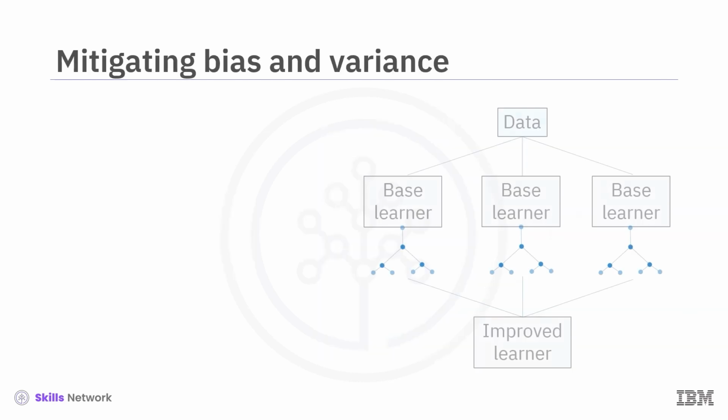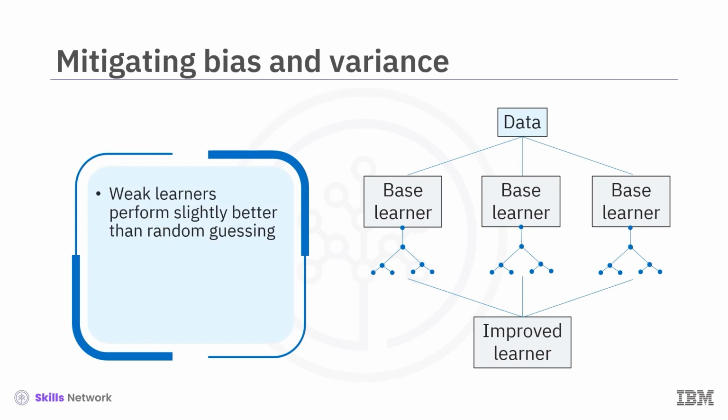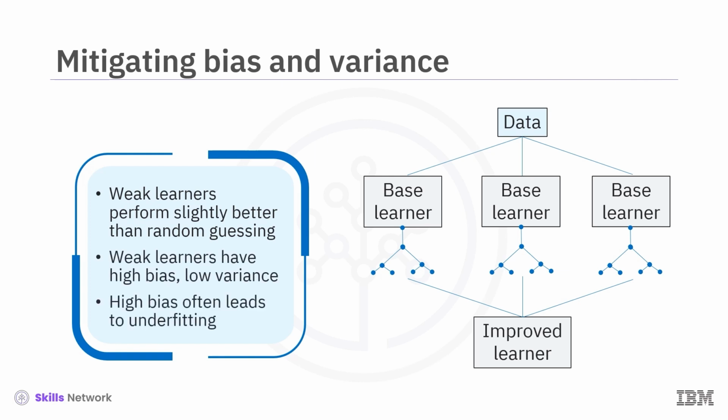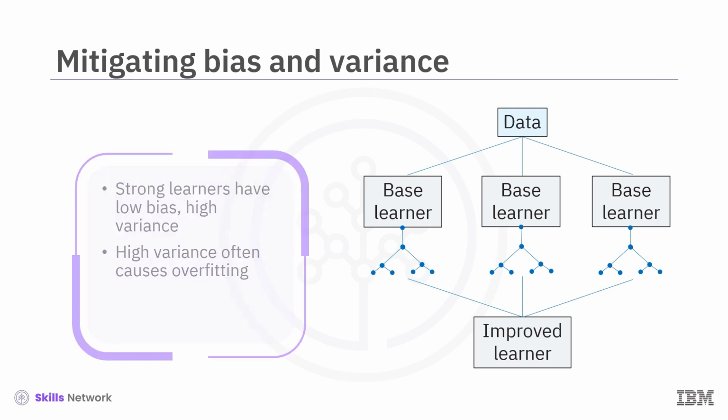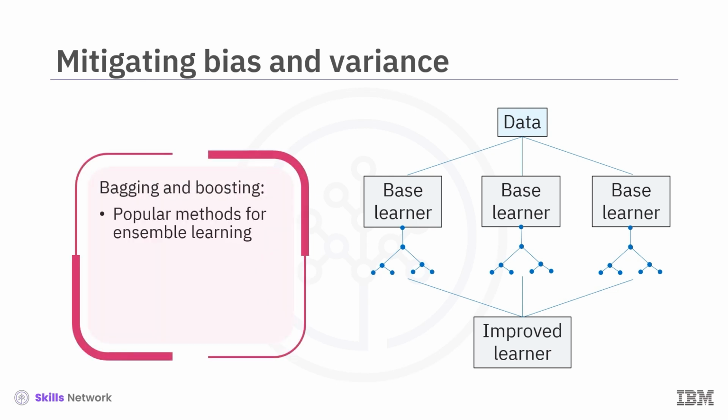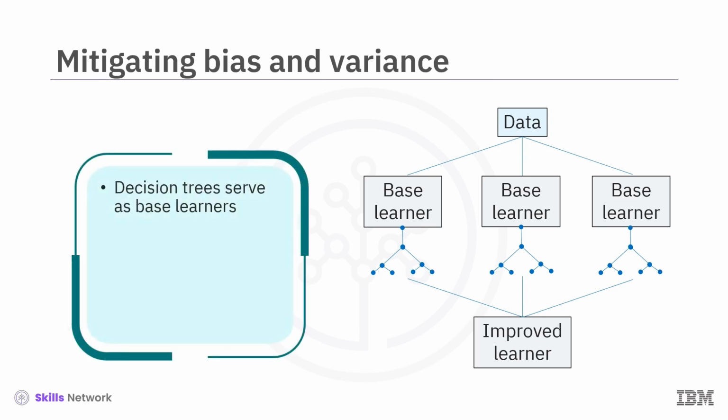A weak learner is a supervised machine learning model that performs only slightly better than random guessing. These models are characterized by high bias and low variance, which often leads to underfitting. In contrast, strong learners exhibit low bias and high variance, resulting in a tendency to overfit the data. Bagging and boosting are well-known ensemble methods that effectively balance bias and variance. Decision or regression trees are commonly chosen as base learners in ensemble learning because their bias and variance can be easily adjusted by altering their depth.